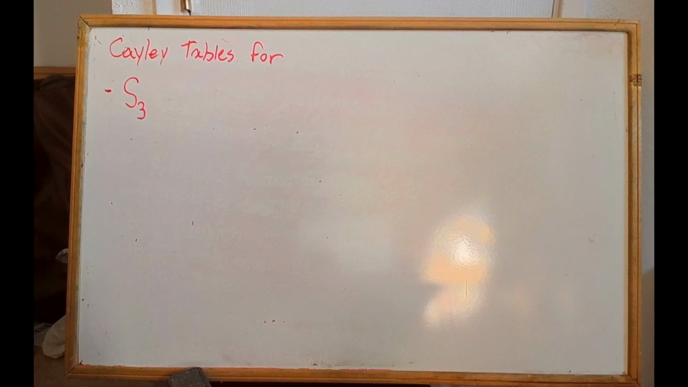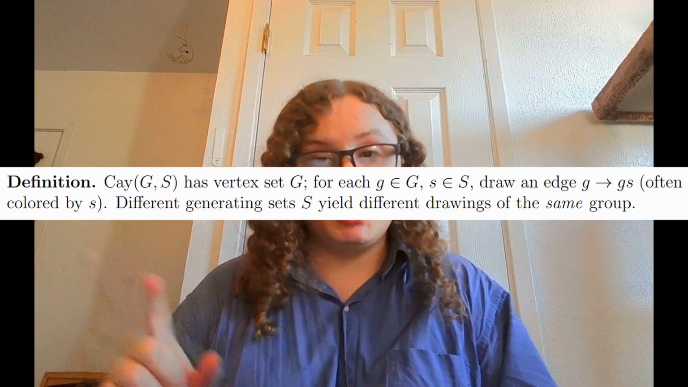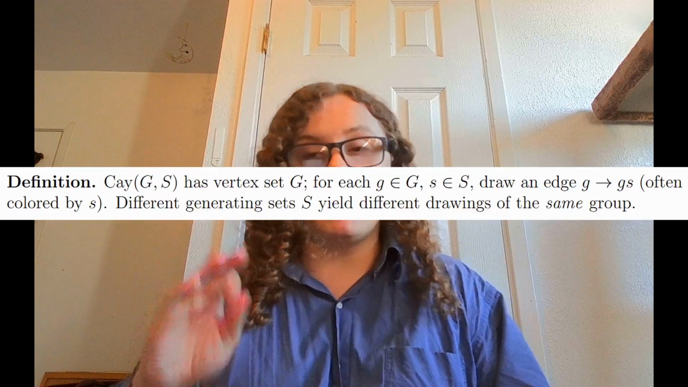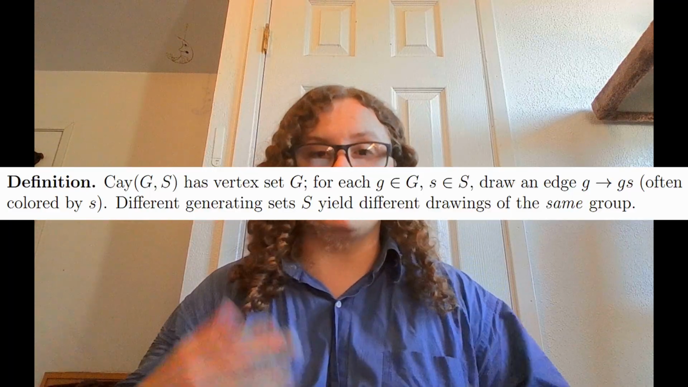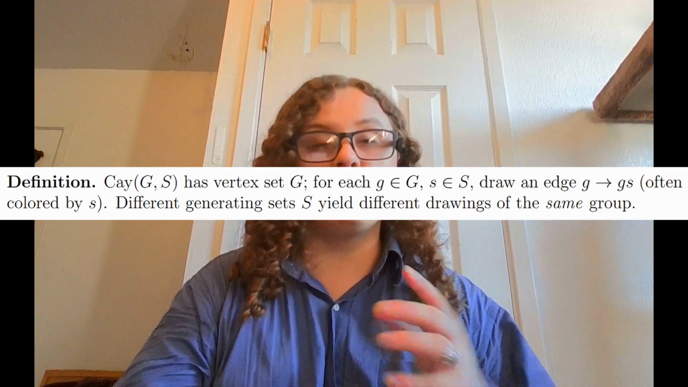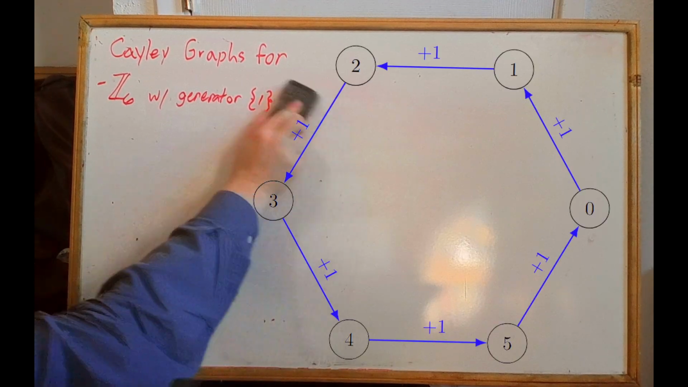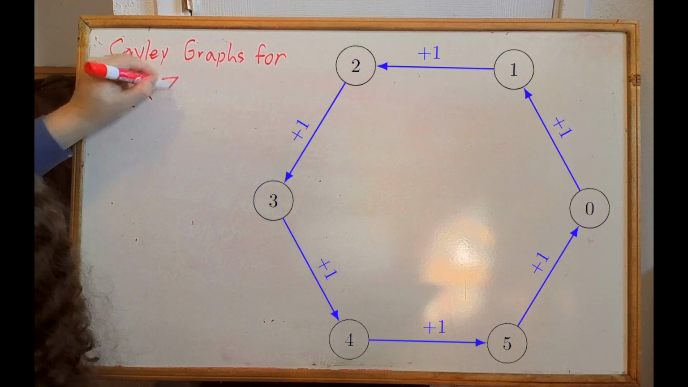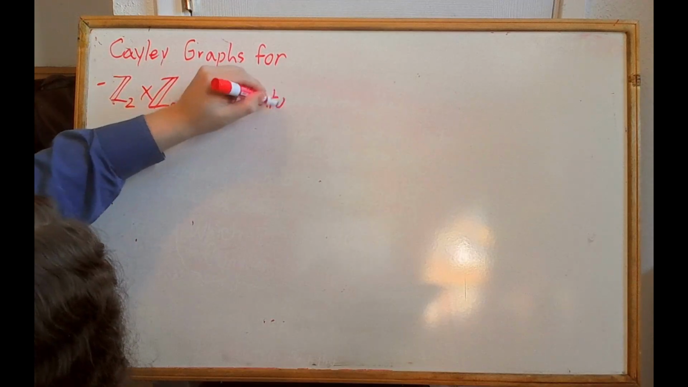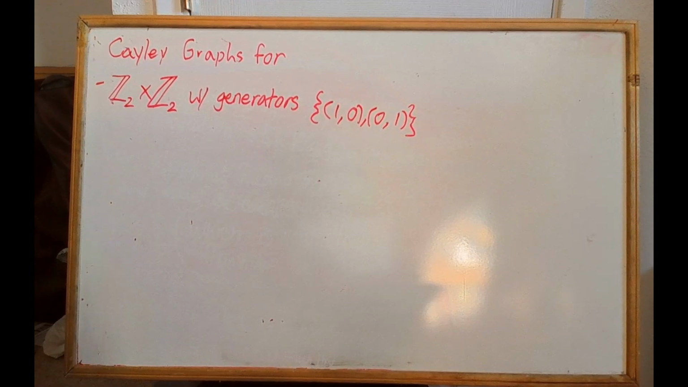The next thing I want to talk about is a Cayley graph. The definition: Γ(G, S) has vertex set G. For each g in G and s in S, draw an edge from g to gs, often colored by s. Different generating sets S yield different drawings of the same group. For Z mod 6 with generator 1, we get this diagram. With Z2 cross Z2 with generators (1,0) and (0,1), we get this one.